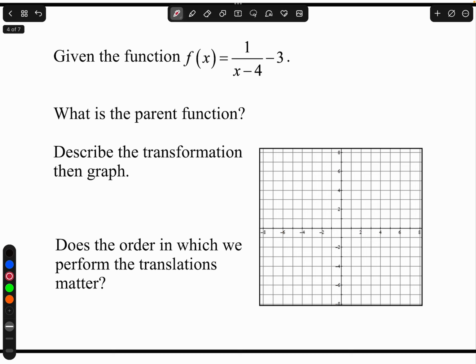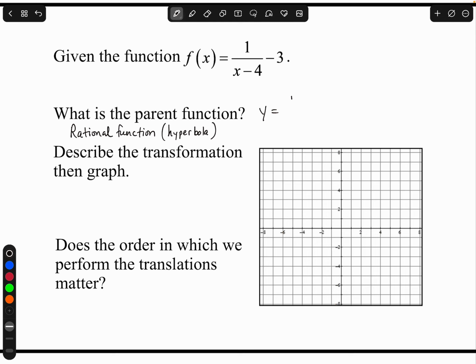All right, so next one. Given the function f of x equals 1 over x minus 4, and then we're going to subtract 3. So what is the parent function? Well, this one is a hyperbola, right? This is a rational function. We call that a hyperbola.